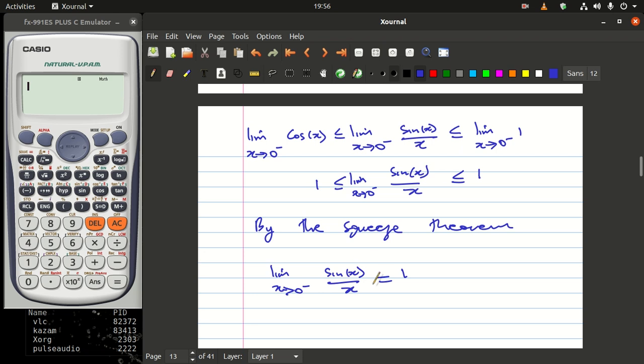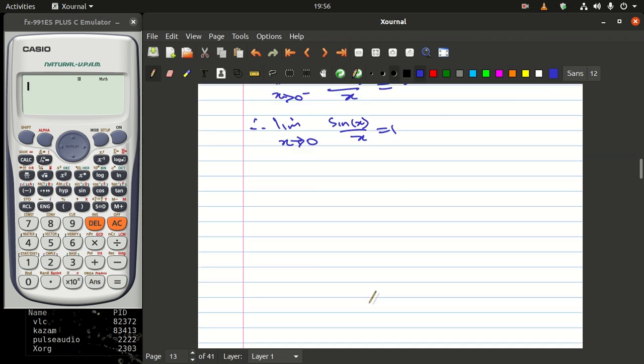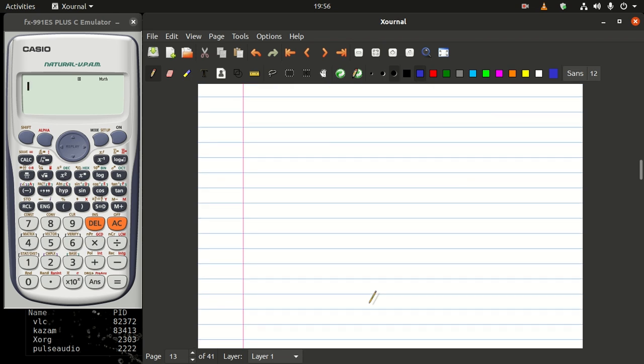And because of this, I can just say, therefore, the limit as x approaches 0 on both sides of sine of x divided by x must also be equal to 1, because on the left we got a 1 and on the right we got a 1. Suppose we decided to go with something different.